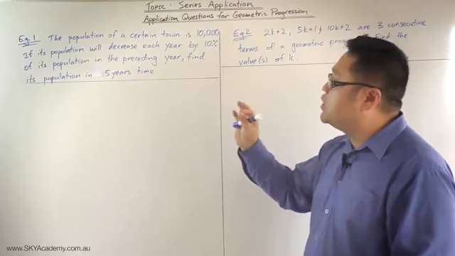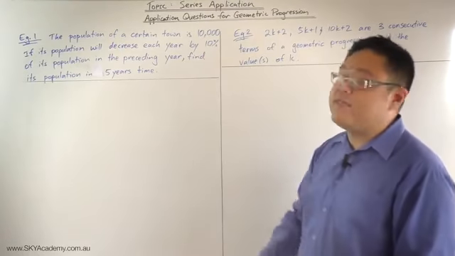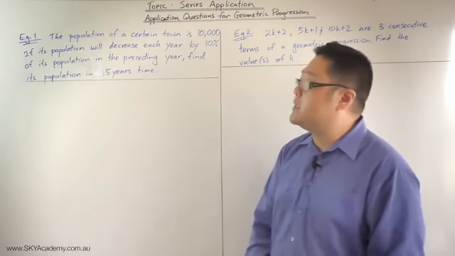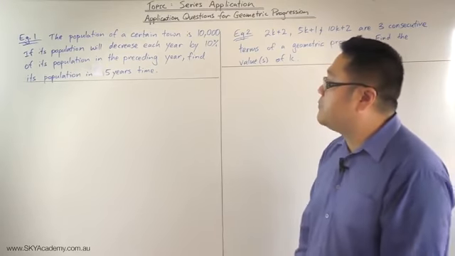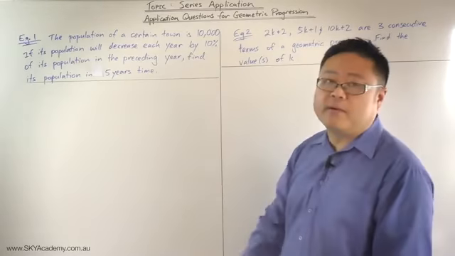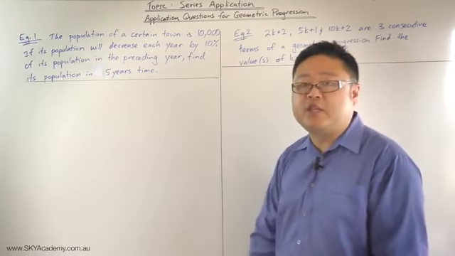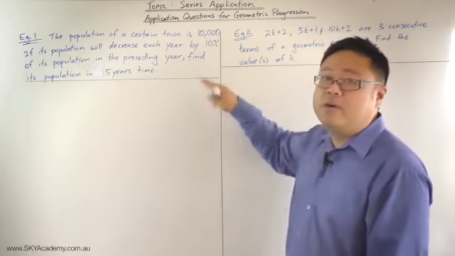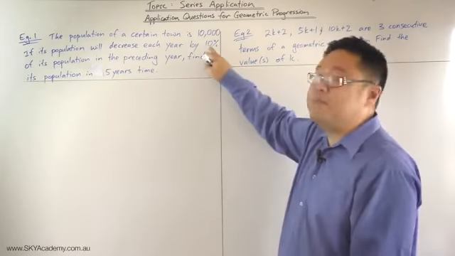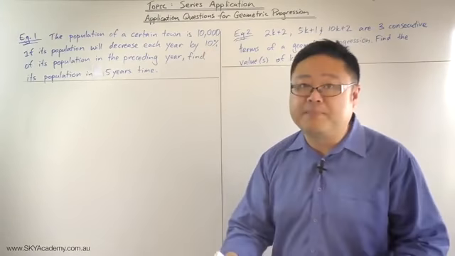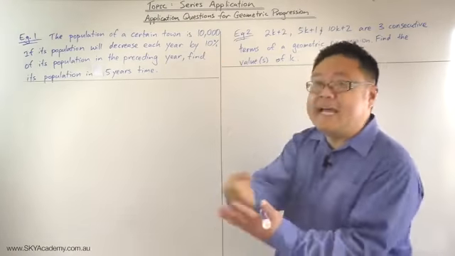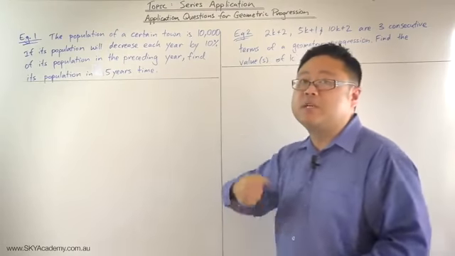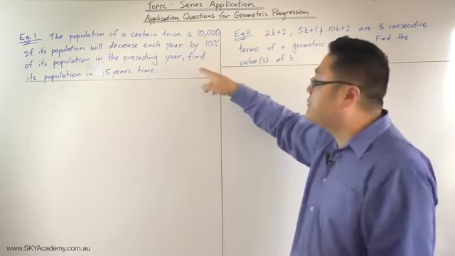The population of a certain town is 10,000. Its population will decrease each year by 10% of its population in the preceding year. In other words, it's decreasing by 10% each year, which tells you that the common ratio is not 10%, it's actually going to be 90%, because by taking 10% off, you're left with 90%. So your common ratio is going to be 90%.